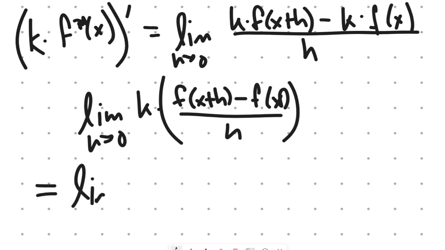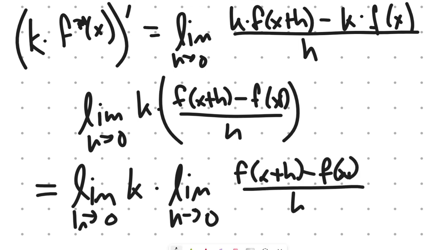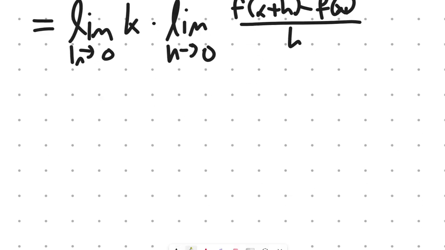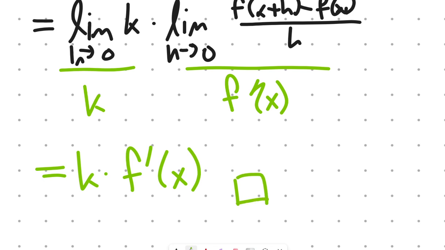The proof is in another video, so just look at the video on limits. So we will have the limit as h approaches 0 of k times the limit as h approaches 0 of this expression. And now, since we have all of this, we can state that the first limit is equal to k, because k is just a constant, and the limit of a constant is just the constant by itself. And this is the definition of the derivative. So we'll have k times the derivative of f of x. And now we have proven this formula.